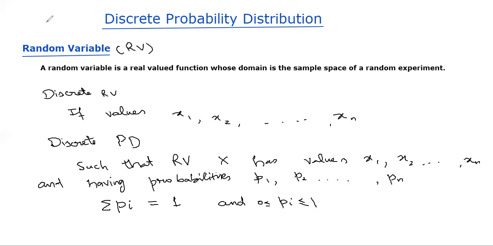Usually, a discrete probability distribution is represented as the random variable x with the probability correspondingly in such a manner that x1 has probability p1, x2 has probability p2, and if there are n such random variables, then n such probabilities. Each of the probabilities is positive and lies between 0 and 1, such that the sum of the probabilities is 1. Now the other thing is the expectation or the mean of a random variable.